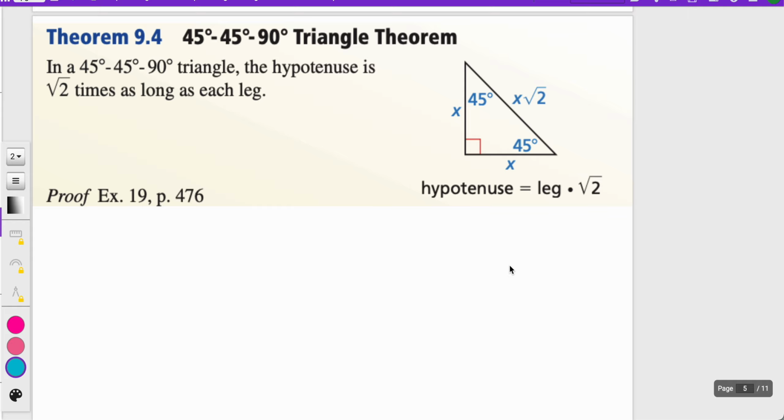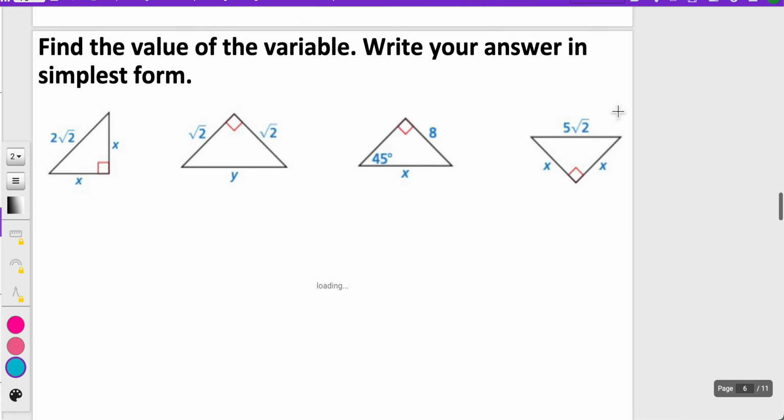The first theorem we're going to talk about today is the 45-45-90 triangle theorem. That just tells us if I have a triangle with two 45-degree angles and a 90-degree angle, the hypotenuse is the square root of 2 times as long as each leg. So each leg you can see here is matching. The hypotenuse is just the leg x times the square root of 2.